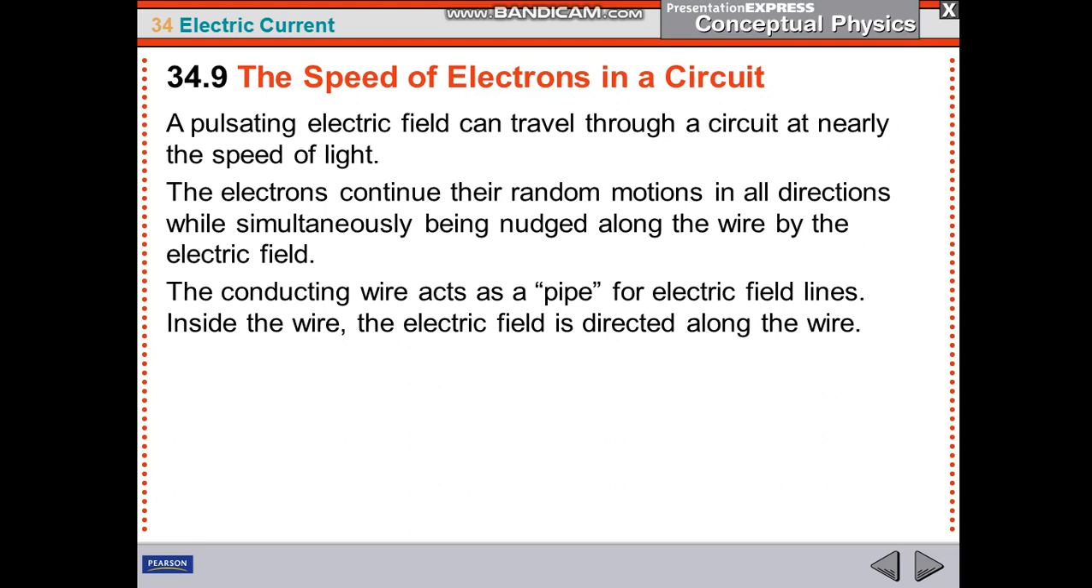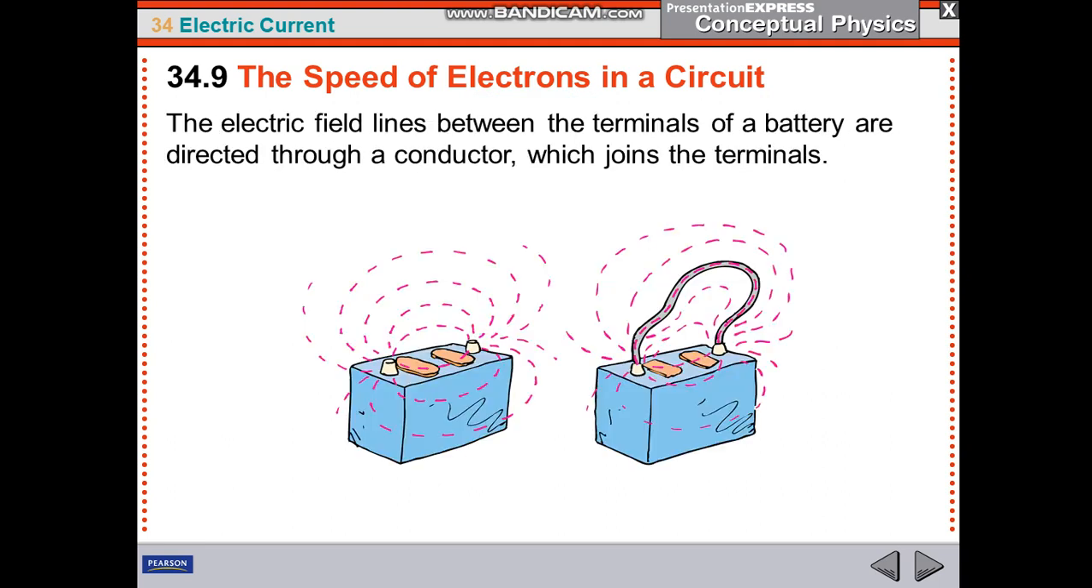So the conducting wire acts as a pipe for electric field lines. Inside the wire, the electric field is directed along the wire. You can see this figure. The electric field lines between the terminals of a battery are directed through a conductor which joins the terminals. You can see the battery without the conductor there. Look at the electric field lines, and then whenever you connect the two terminals with the wire, it acts like a pipe.